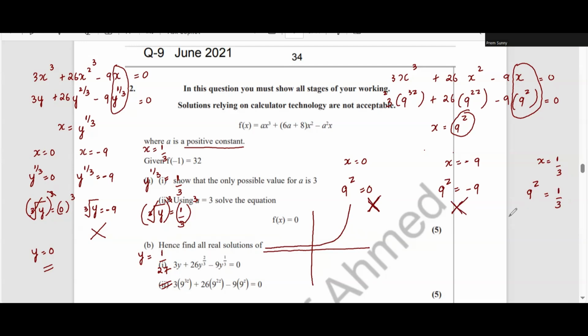So the only option is 9 to the power of z is equal to 1/3, which can be written as 3 to the power of -1. 9 to the power of z can be written as 3 to the power of 2z is equal to 3 to the power of -1. Now, if the bases are the same, we can just equate the powers. 2z is equal to -1. Therefore, z is equal to -1/2. That will be the final answer for B, second subdivision.